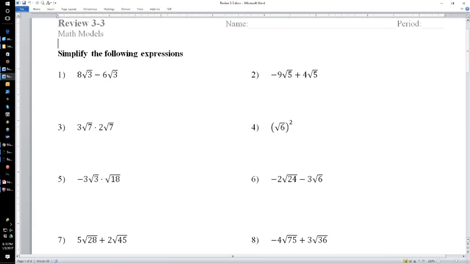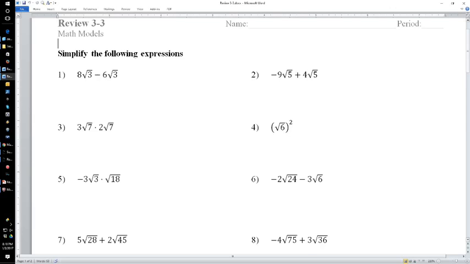Alright, for review 3.3, I'm going to go through the first six in detail, and then on the next video, I'm going to burn through the rest of the ones on this page real quick. So this one's going to be a little bit longer than the others. But again, whenever we do reducing radicals, it's good to remember, oh yes, we've got our perfect squares.